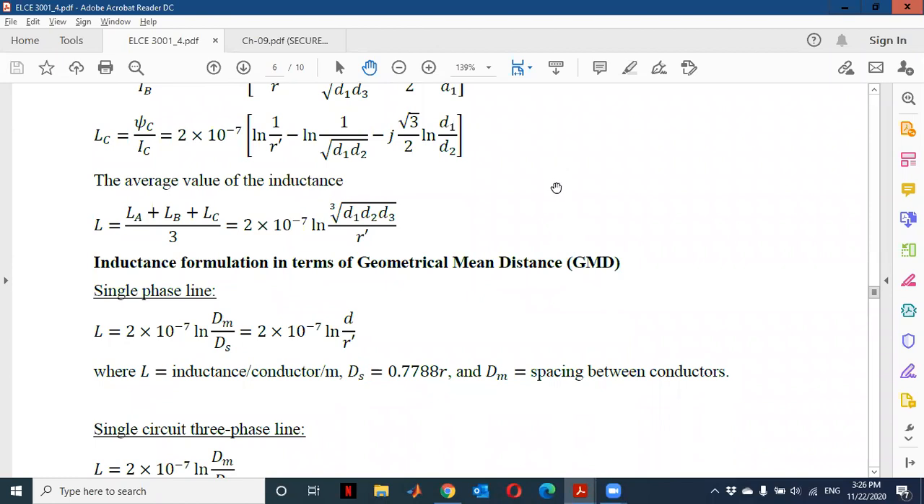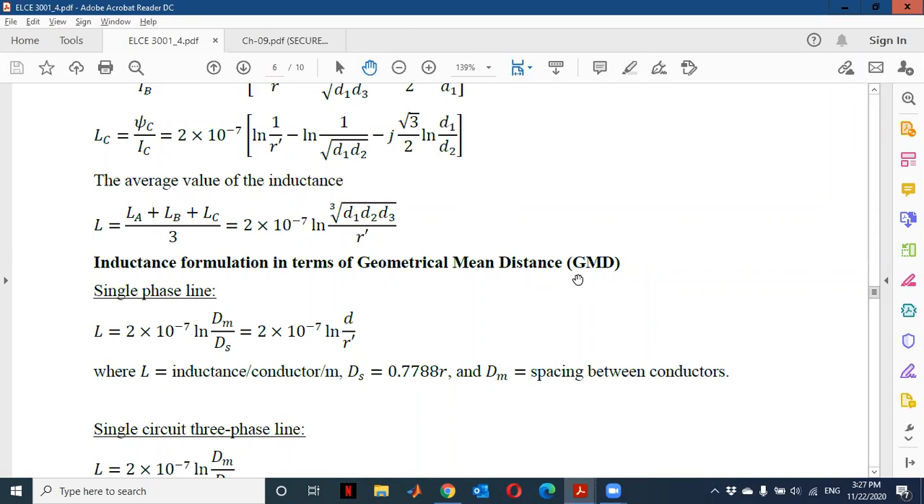Okay, GMD is mainly used for transmission lines with double lines with more than 3 conductors. Because if we have more conductors, then the previous calculations will be very difficult and not accurate.